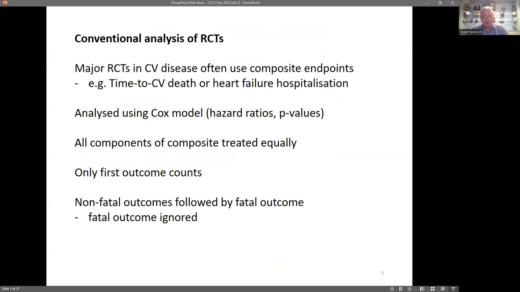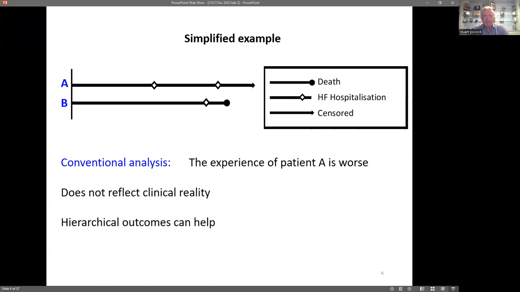This is a little bit repetitive of what I've just said via the example, so I'll go on to the next slide. So a simplified example is what's going on if you plot two patients, A and B. Patient A, diamonds are hospitalizations, the black circles are death, and you can see that patient A would be said to have done worse because they had the heart failure hospitalization relatively early. The fact that patient B died later on in follow-up is sort of labeled, well, one of those things. A did worse than B according to the conventional analysis. And hierarchical outcomes, giving more priority to deaths, is a way we'd like to go with this kind of data instead. So next slide, please.